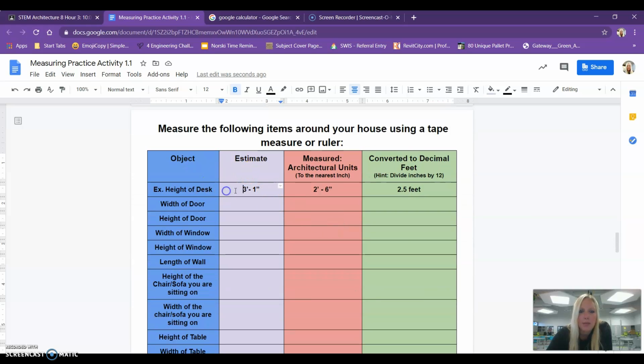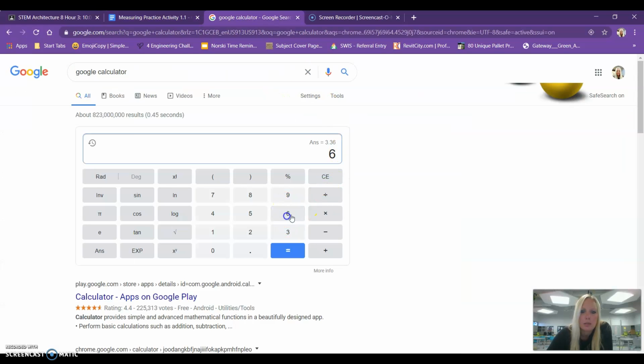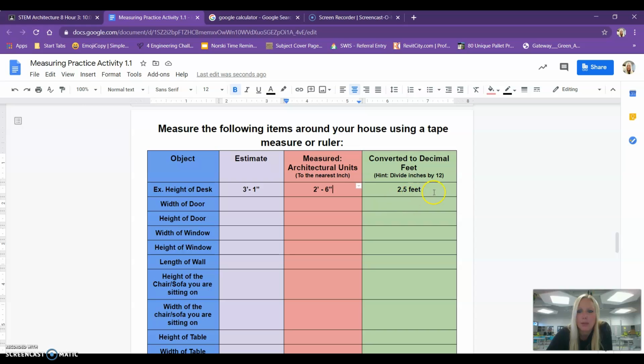Okay, for this I already have the example here. So I measured the height of the desk. My estimate was 3 feet 1 inch. I measured it. It was 2 feet 6 inches. Then I'm converting it to decimal feet. So again, the 2 stayed. I took the 6 divided by 12, and I got 0.5, so 0.5 feet.